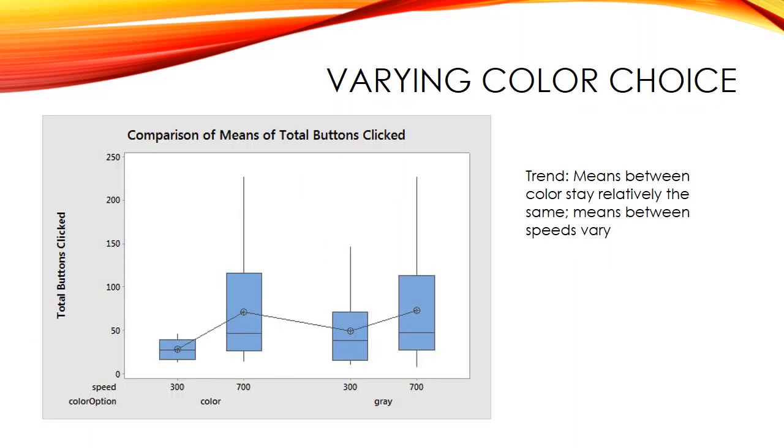Here is a box plot that depicts the comparison of means of total buttons clicked between multicolor and gray. This graph also shows the means for our 2 speeds within the category of color. This graph of the means depicts that there was little variance in the means between color and a large variance between the means of speed within one color. This makes sense since our ANOVA test concluded that there was no significant difference between color and a significant difference between speed. We chose this graph in order to show the variance in our data.